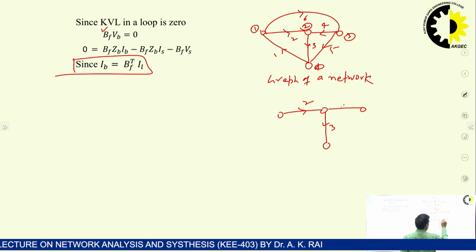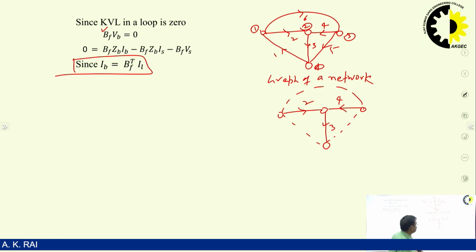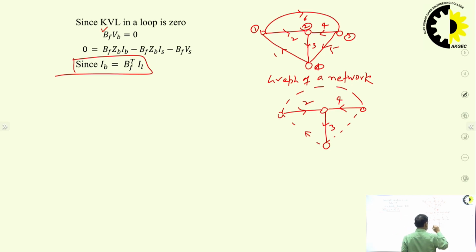So this is one tree, consisting of branches 1, 2, 3 and 4, and these are the links. How many links are there? There are 3 links: 1, this is 5 and this is 6. So this is one link and one fundamental loop, another link, another fundamental loop, and this. So basically there are 3 links and there are 3 fundamental loops.